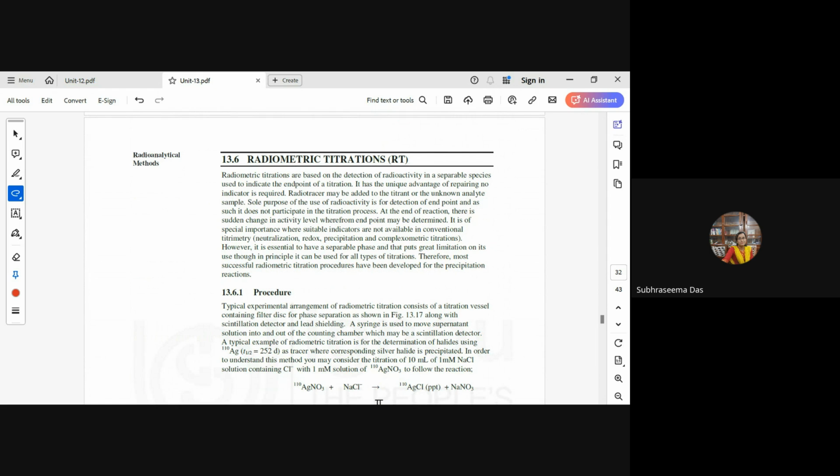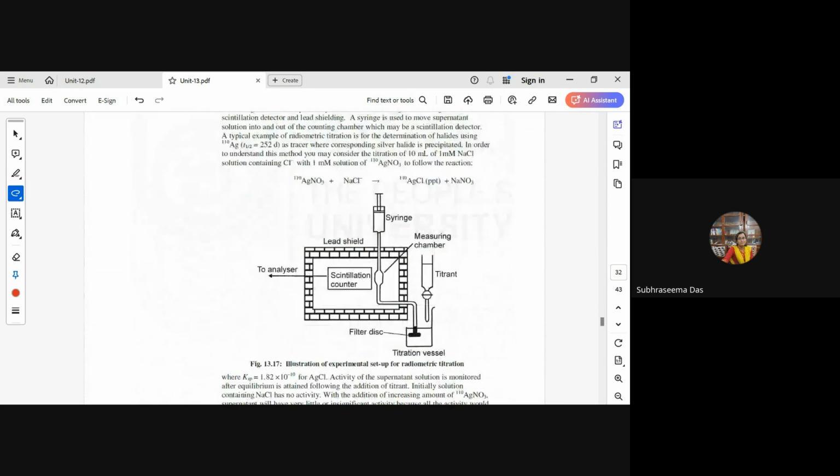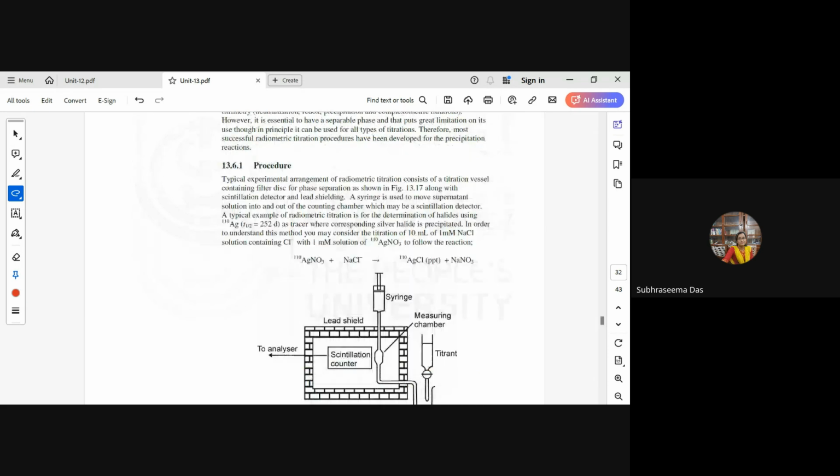These are based on the detection of radioactivity in separable species during a titration process that indicates the endpoint. First, a radiotracer is added to the titrant or the unknown analyte. The sole purpose of the use of radioactivity is for detection of the endpoint, and as such, it does not participate in the whole titration process. In figure 13.17, we see a typical experimental setup for radiometric titration. Here, a syringe is used to move the supernatant solution in and out of the counting chamber, that is a scintillation detector.